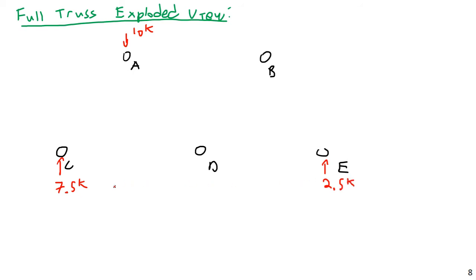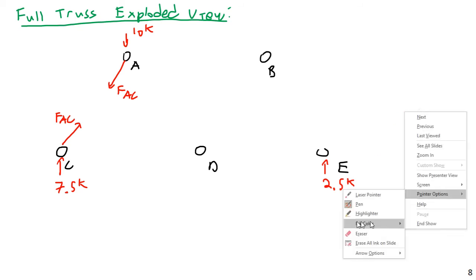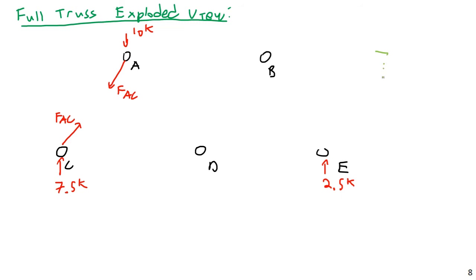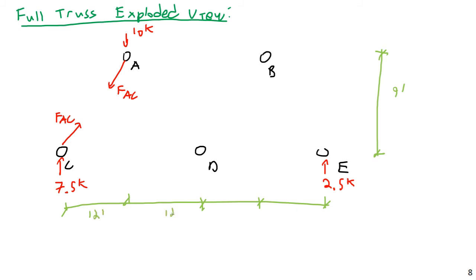2.5 kip reaction here. All right, so then we have FAC here and FAC here. I also like to put my dimensions on here. So we know this was 9 feet. I'm going to put the dimensions more like this for ease of reference and finding items. The horizontal dimensions in each of these are 12 feet, 12 feet, 12 feet, 12 feet, and 12 feet, or 12 feet typical.